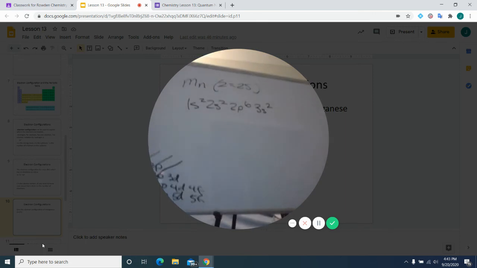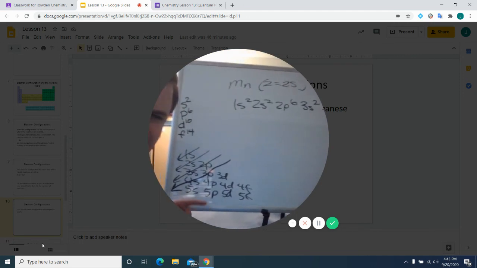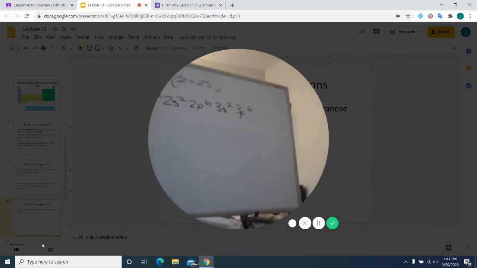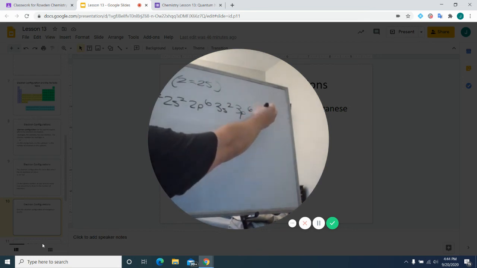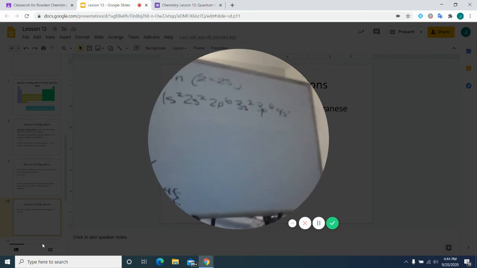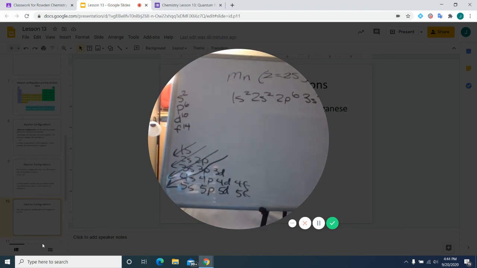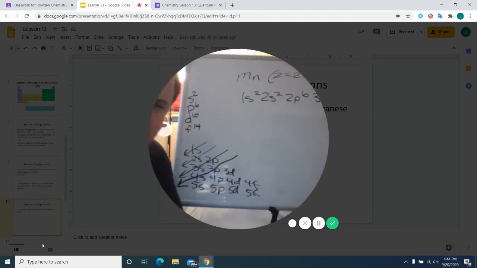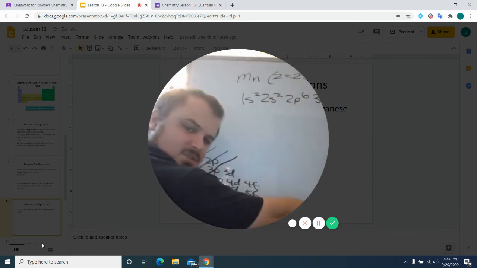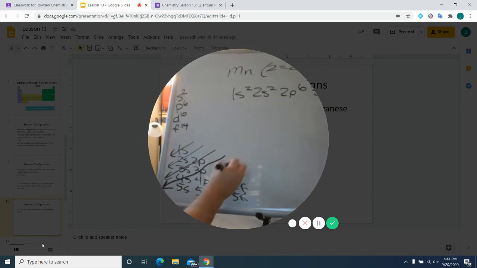So let's do 3p, and 3p is going to have 6. Okay, and then after 3p, it's 4s. And 4s is going to have 2. Okay, here we go. So I did 4s2, and then after 4s, the next diagonal line goes like this.